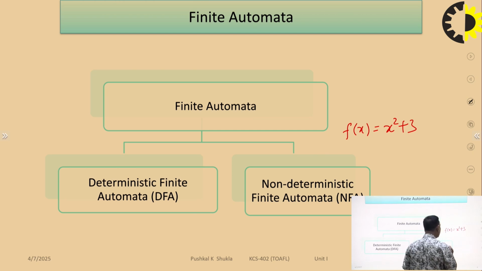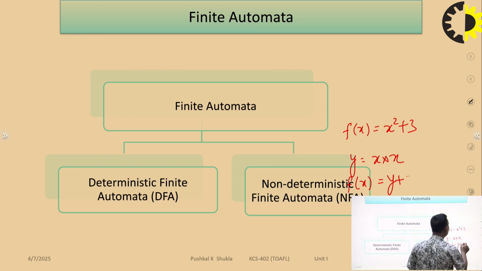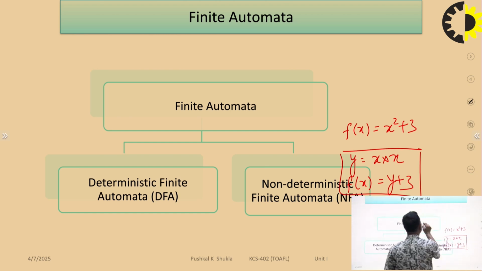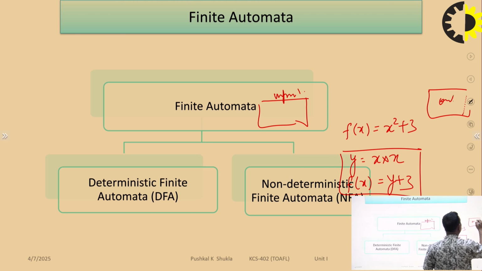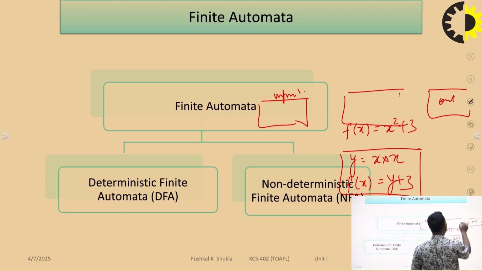How can it be stored? Just for example, y equal to x into x and f(x) equal to y plus 3. Some instructions are retained in the program memory. This is the part of the program memory. This is input, and there is an output, and it is a CPU. Again, there is a temporary memory.